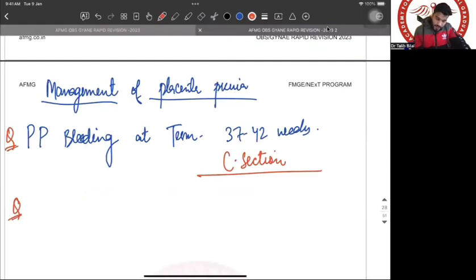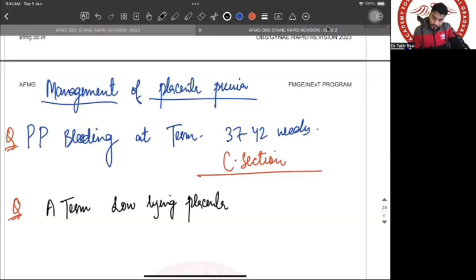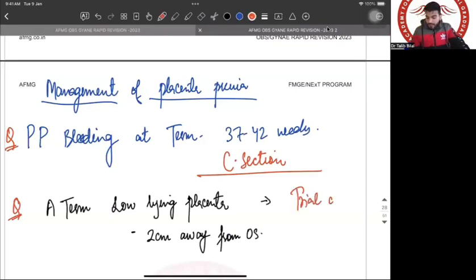Question number two. If at term she is not having a complete placenta previa, or I can say she's having a low-lying placenta. What do I mean by this low-lying placenta, guys? 2 centimeter away from the os. I'll show you the picture, guys. So first will be the trial of normal vaginal delivery. Your answer will be trial of normal vaginal delivery. If failed, then you can go with the cesarean section.